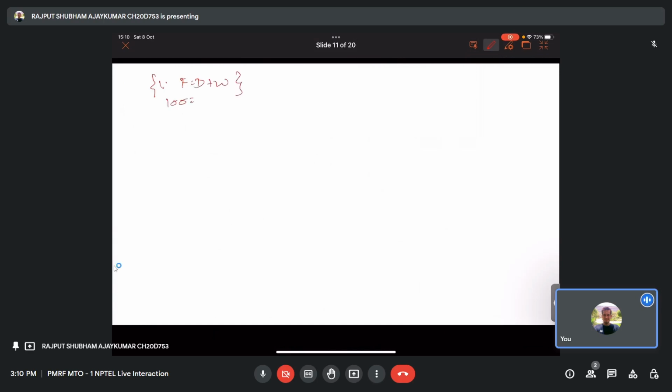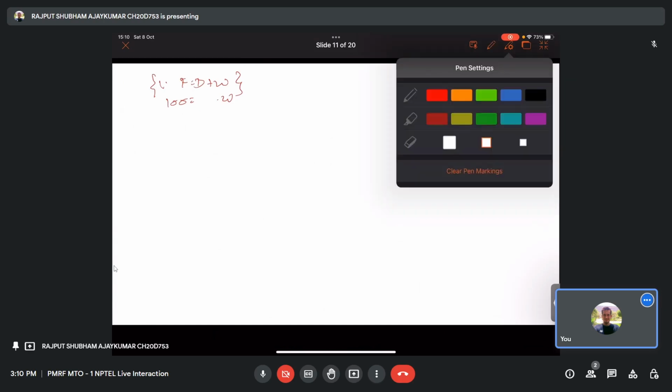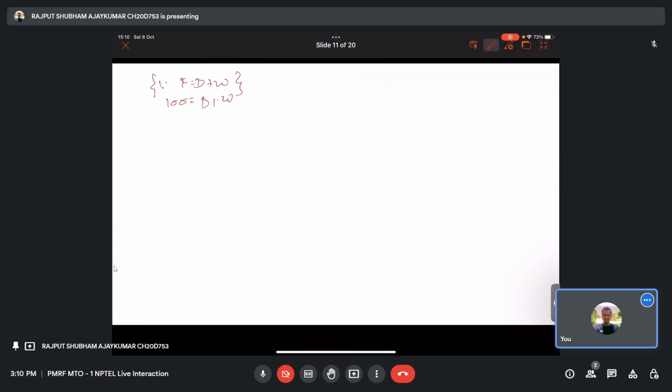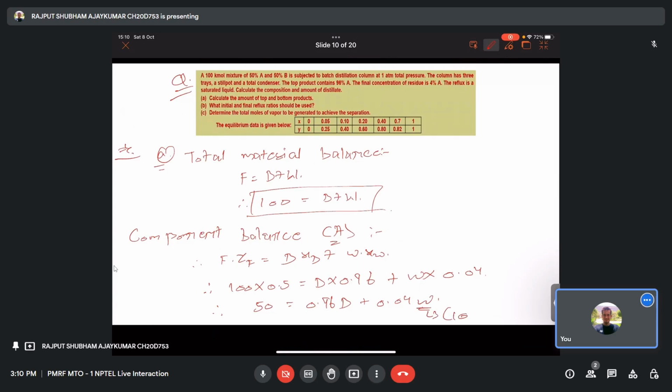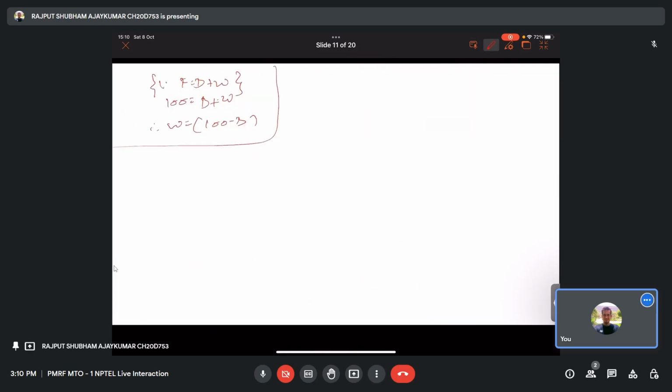And 100 equals D plus W, so we can write W as 100 minus D. So we write the same thing here. In the previous equation we replace W by 100 minus D. Therefore 50 is equal to 0.96 D plus 0.04 into 100 minus D. So we will try to solve this equation.